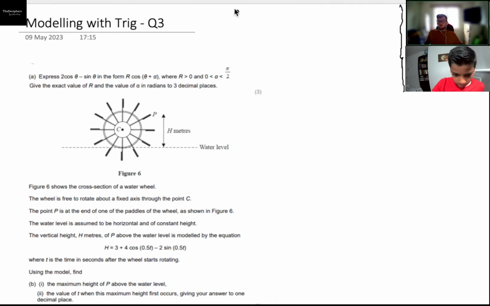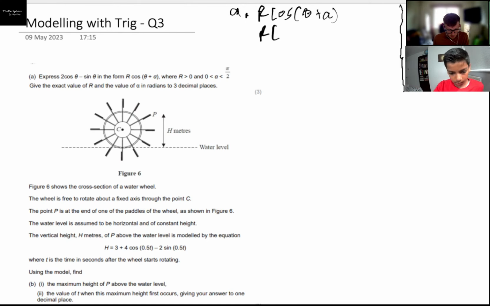Next then for part A. So, it's just r cos of theta plus alpha, and that's the same as r times cos of theta plus alpha, that is cos theta cos alpha minus sine theta sine alpha.